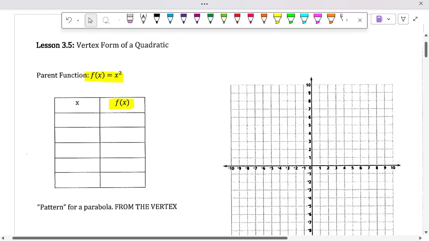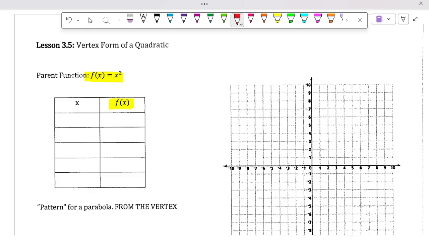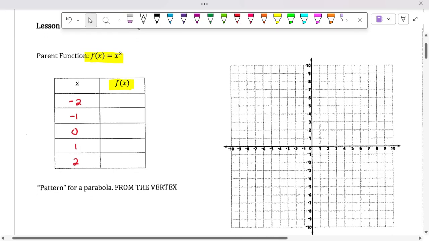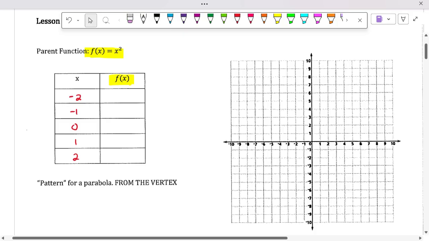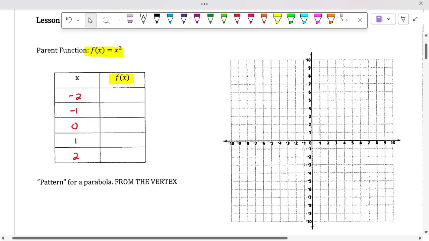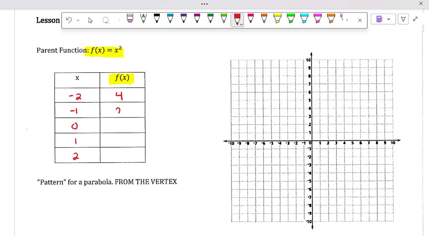So let's fill in the x and y values. I'm going to give you some x values: -2, -1, 0, 1, and 2. Now, this is a very straightforward plug into the function because all you've got to do is just square each number. So what's -2 squared? 4. -1 squared? Nope, 1. 0 squared? 1 squared? 2 squared? 4.